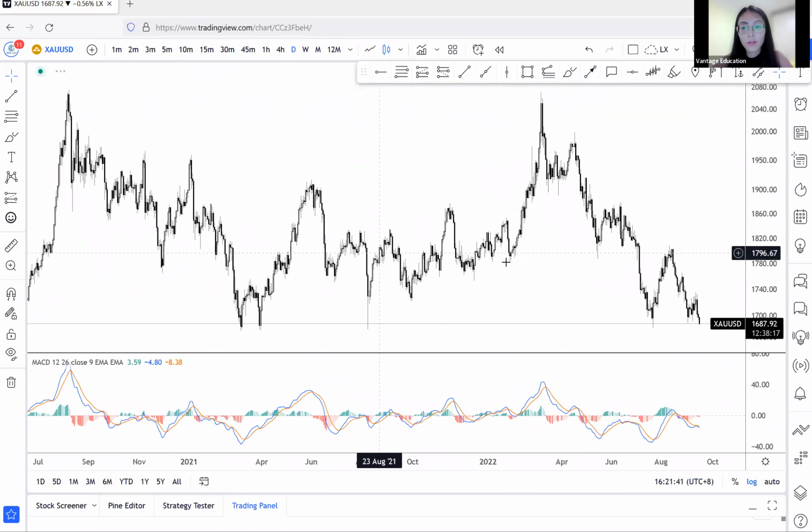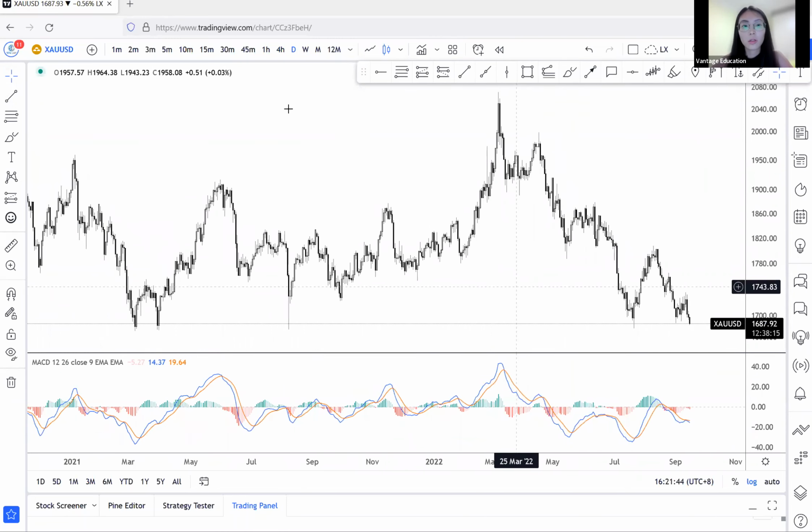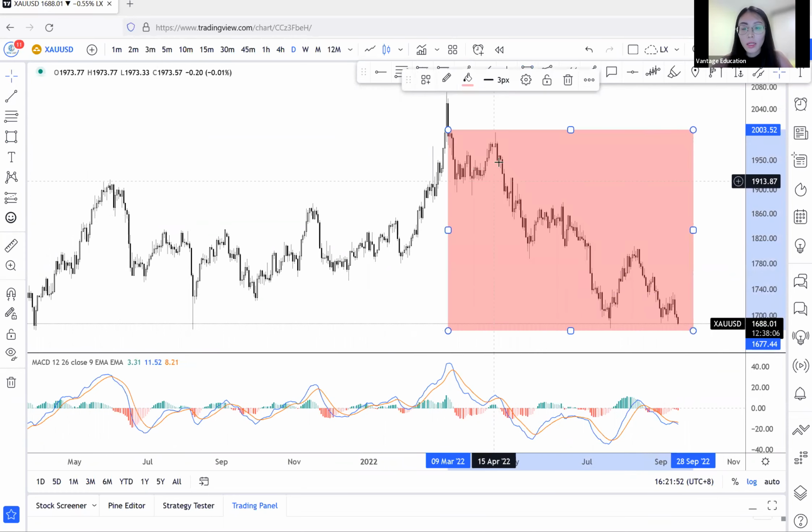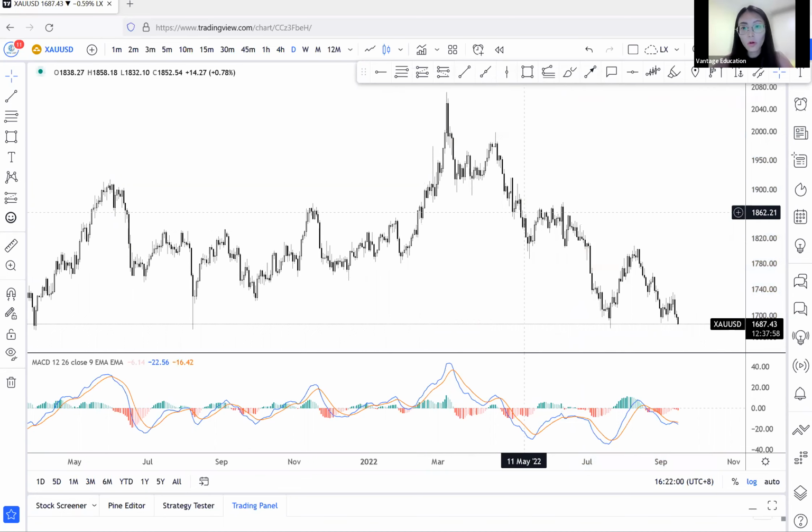So the first thing is still to look at market structure on gold. On the daily time frame, if you want to focus on this portion of the chart, given that this candle represents a one-day movement, you can see here that prices are still forming lower lows and lower highs in this region. If we look at this structure, maybe on the 4 hours it will be clearer.